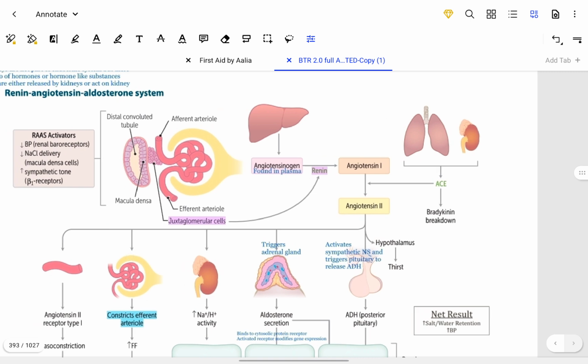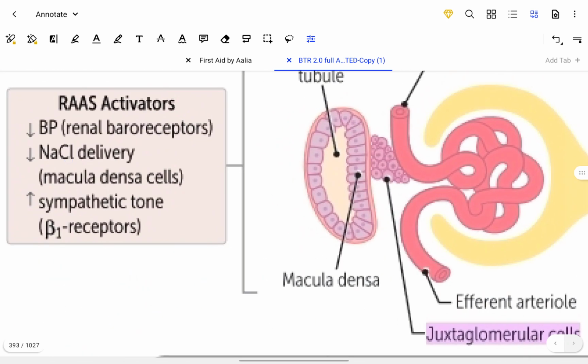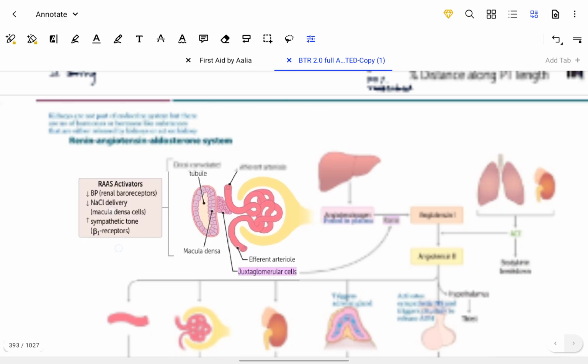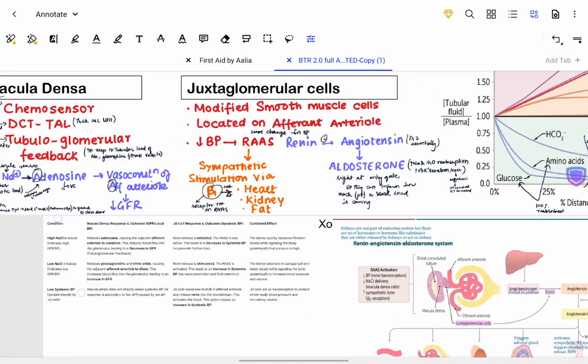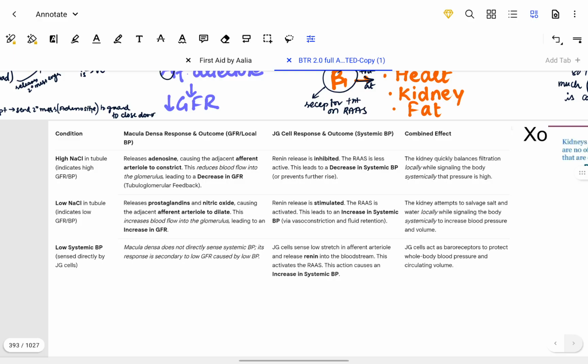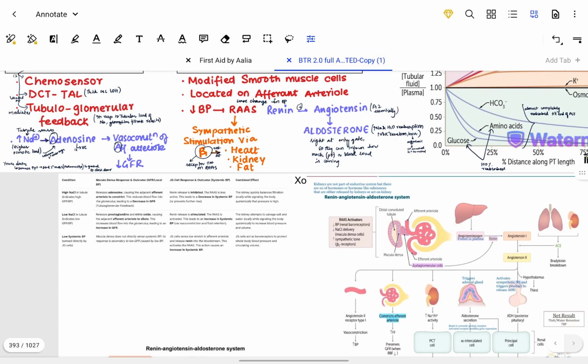First of all, why is RAS activated? When there is a decreased BP, so renal baroreceptors, there is less stretch. If there is a decreased NaCl delivery, this is sensed by macula densa cells. NaCl delivery particularly is sensed by macula densa cells. What did I say about macula densa? Macula densa basically senses low GFR or high GFR, right? And it does the tubuloglomerular feedback. Depending on the increase or decrease in sodium concentration, it will cause vasoconstriction or vasodilation. So it senses the concentration of the NaCl.